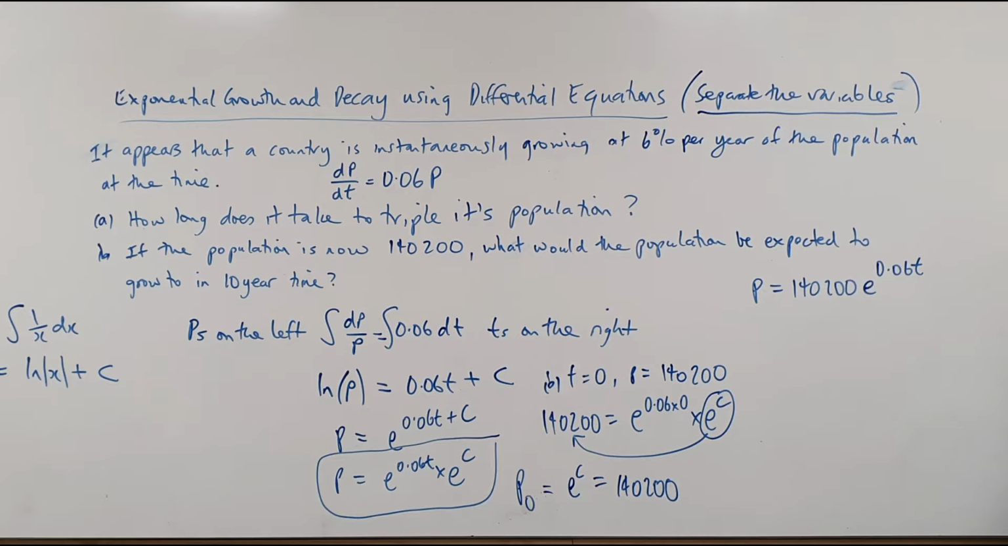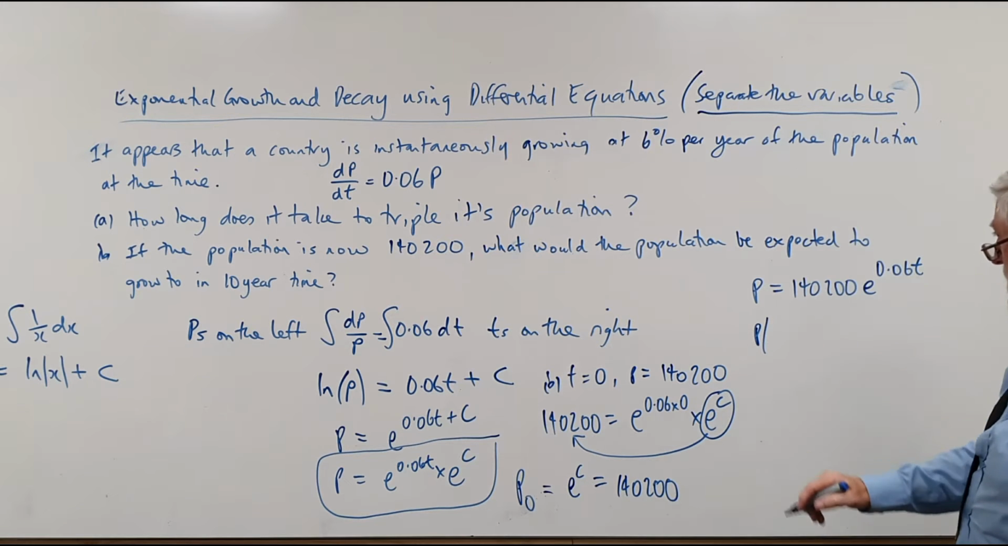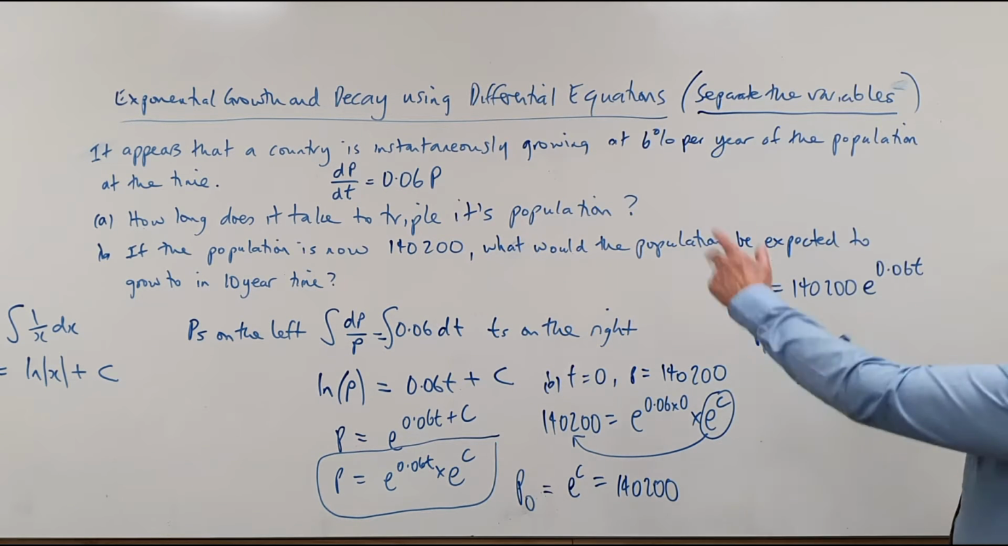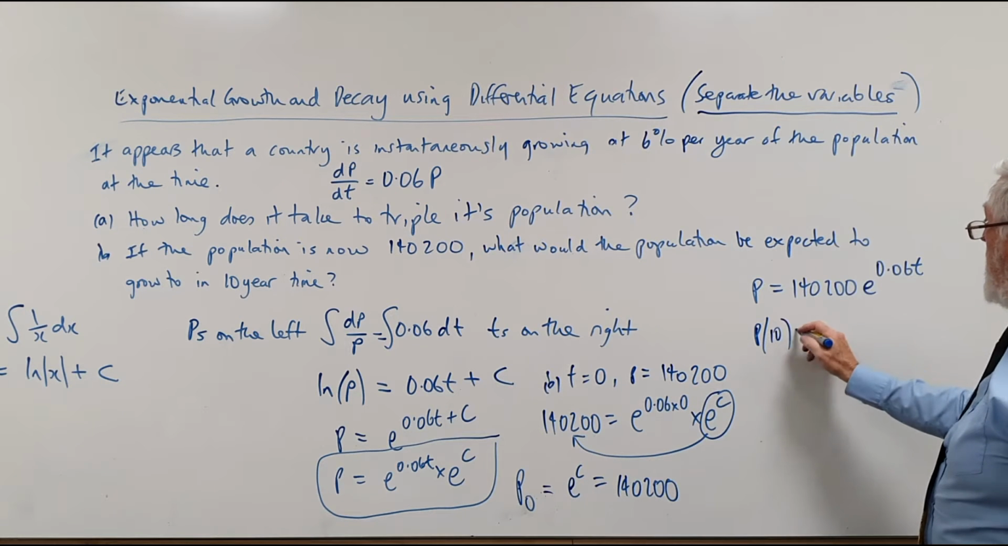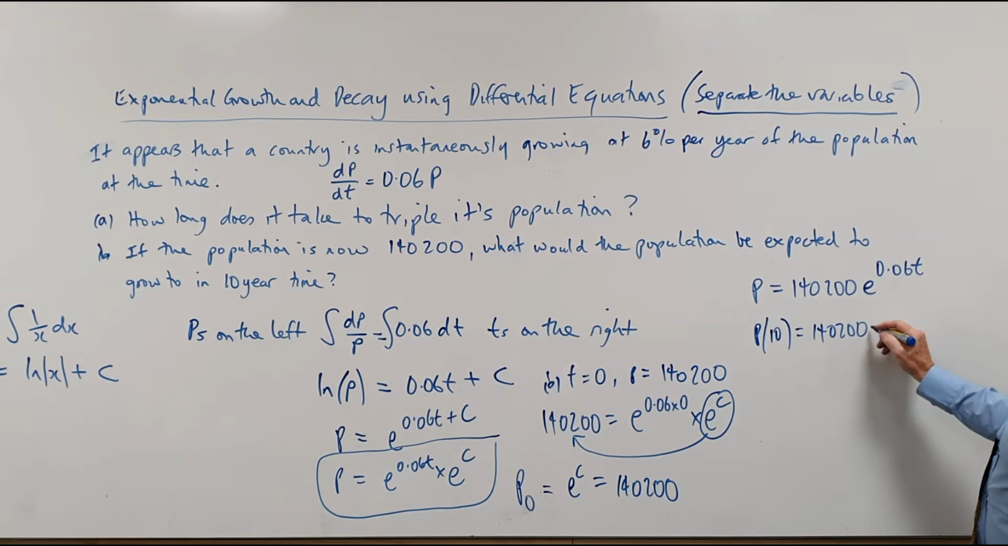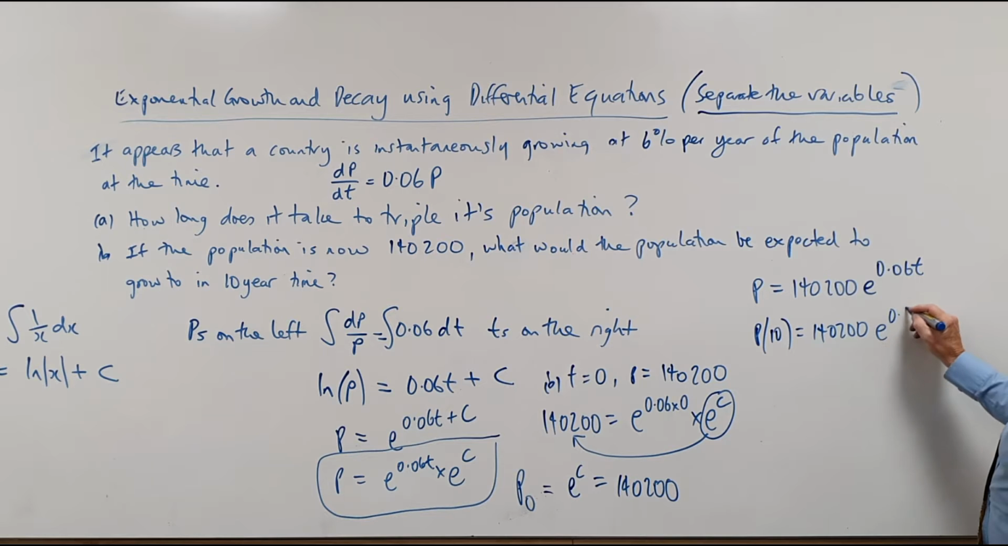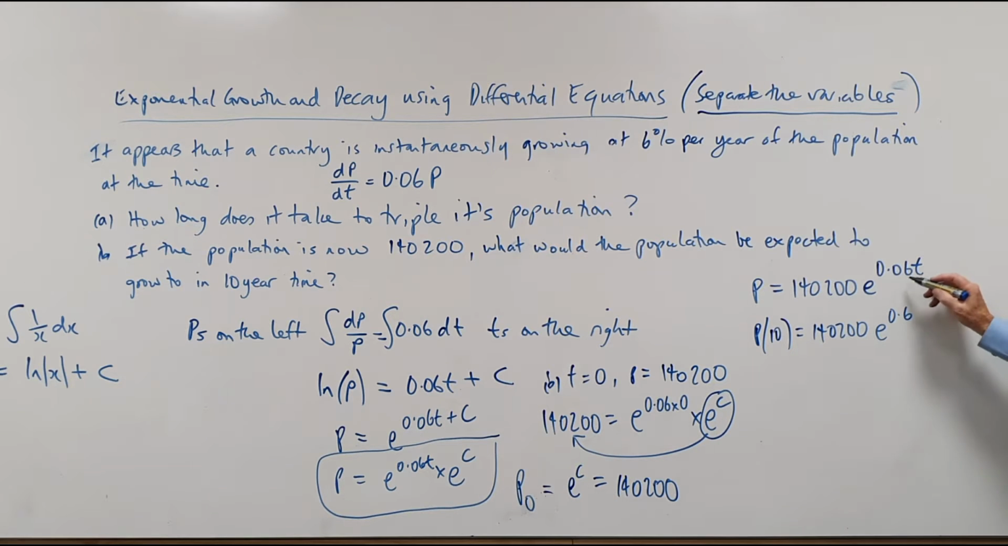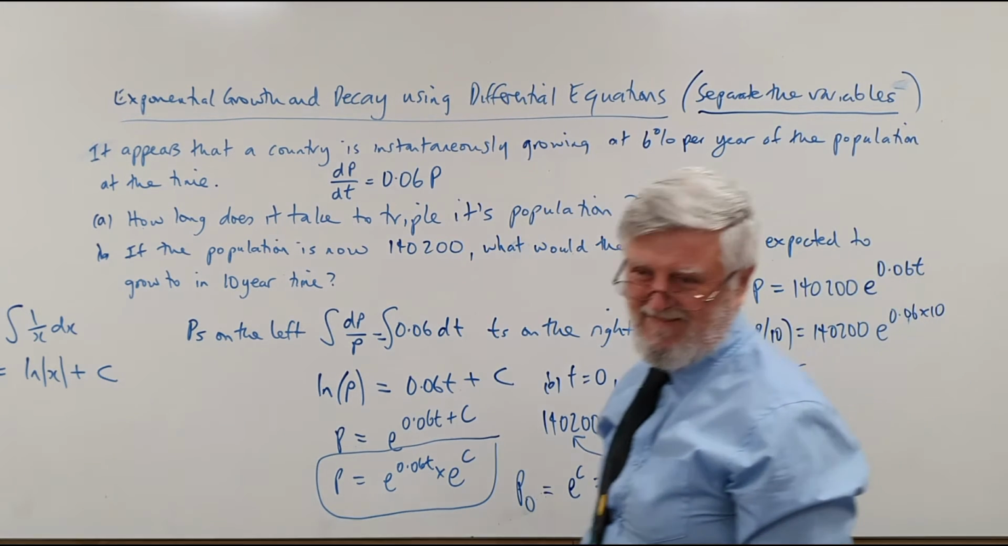Separating variables, the right answer there. Now we wanted P when what was? T was 10 years. So now I can just get my 140,200 e to the 0.6, isn't it? That times by 10, so I do it. And put it in your calculator, write the answer down. Can you get it for me? Now if we want to triple it, we just triple 140,200.